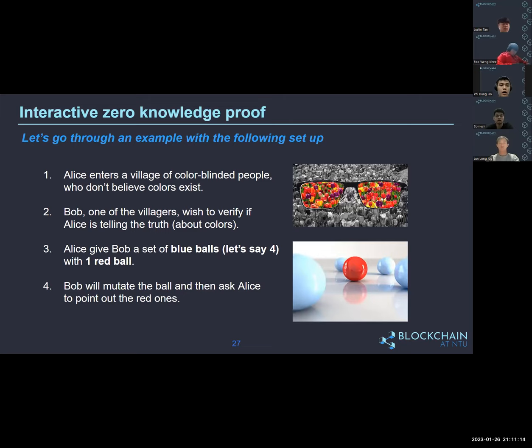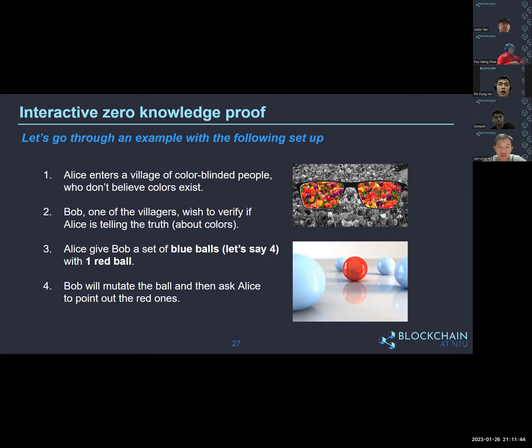All the definitions above are quite abstract, so let's move on to an example of an interactive ZKP scheme. Let's say we have four assumptions as above. First, we have Alice and Bob. Alice is the prover who enters a village of colorblind people, and they don't believe that color exists.